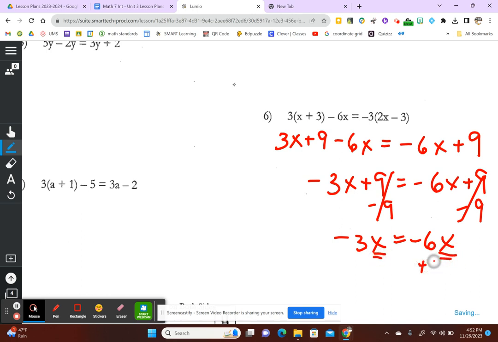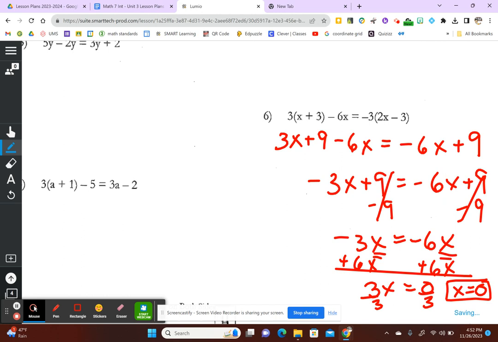What I'm going to do is add 6x to both sides. I get 3x equals 0. Divide by 3, divide by 3. X equals 0. So remember, even though this looks like it can't be true, if x is 0, it is true.